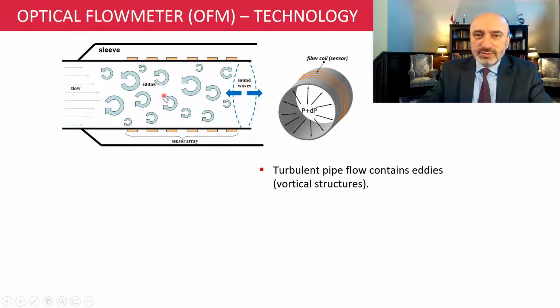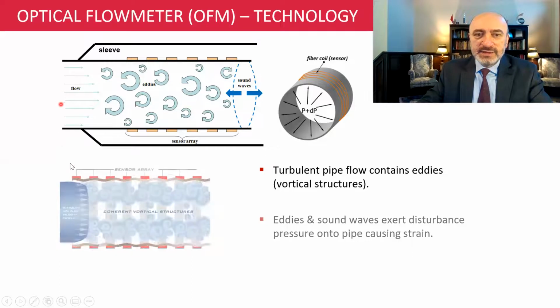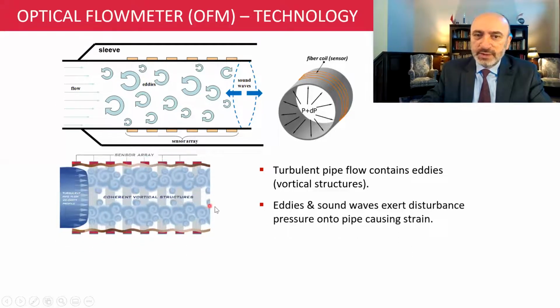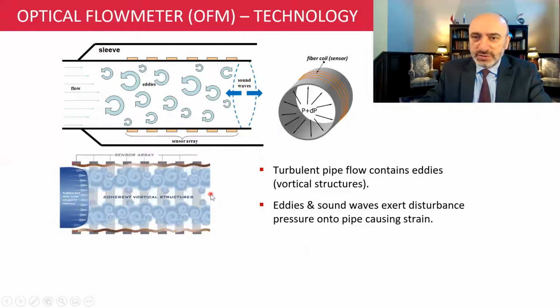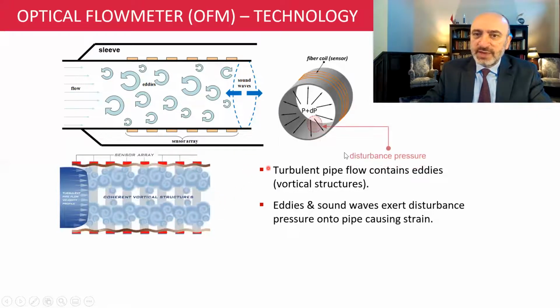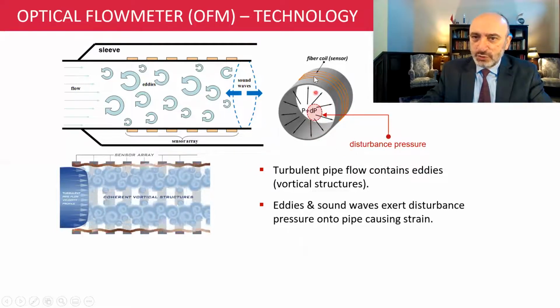Now, the sound may be coming from different sources as well. For example, from the pipe itself or from completion elements such as inflow control valves. In this case, we are interested in the sound waves propagating within the fluid mixture. As these eddies convect with the flow and their sound waves propagate in both directions, they exert a disturbance pressure onto the pipe wall.